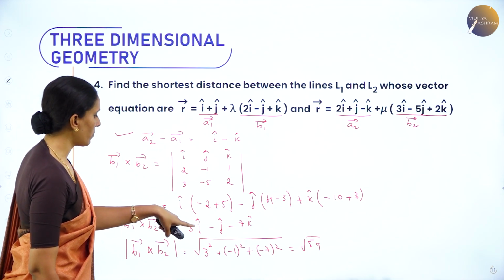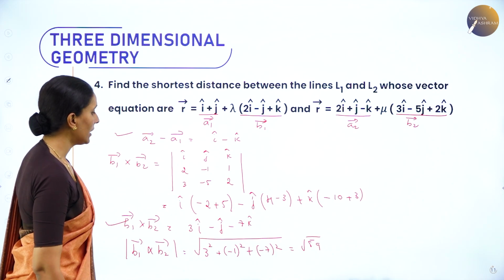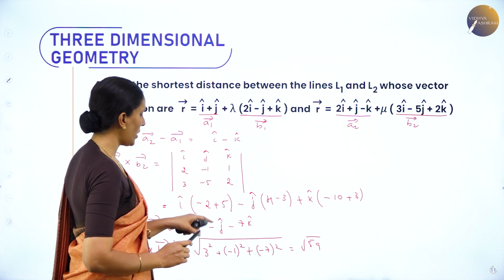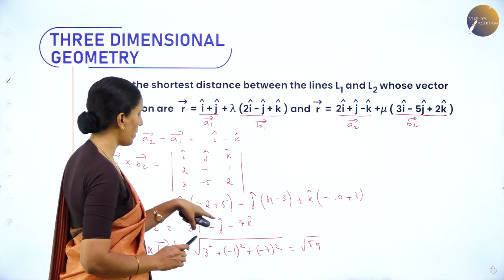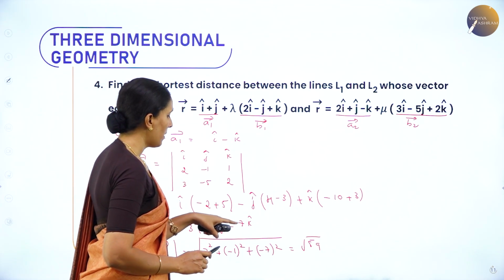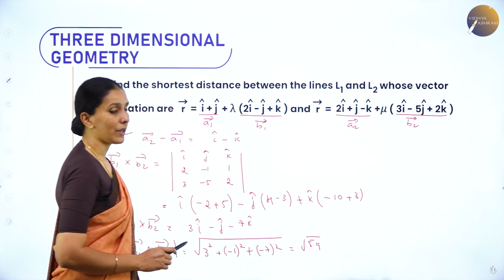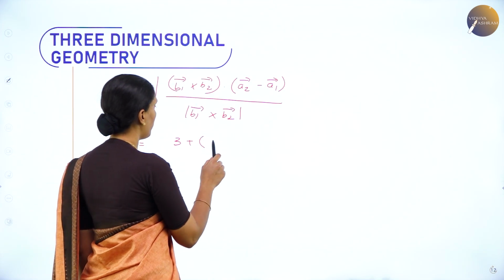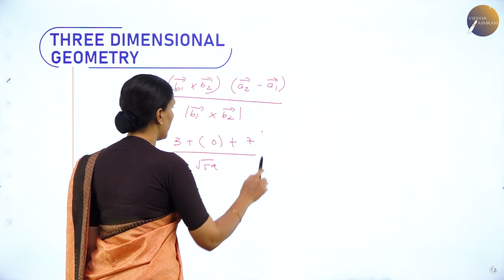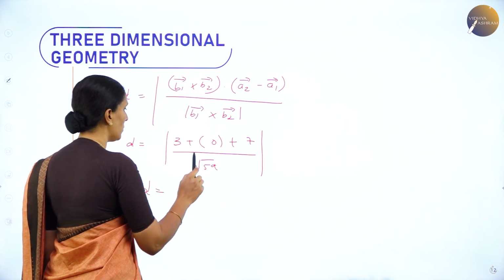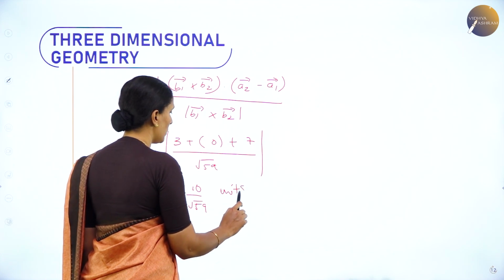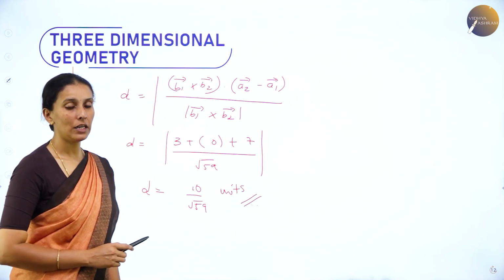For the i component, 3 into 1 is 3. Next, there is no j component in A2 minus A1, so minus 1 into 0 is 0. Next, for the k component, minus 7 into minus 1 becomes plus 7. Therefore, it is 3 plus 0 plus 7, which is 10, divided by root 59. So D is equal to 10 divided by root 59 units. This is the distance between the given lines.